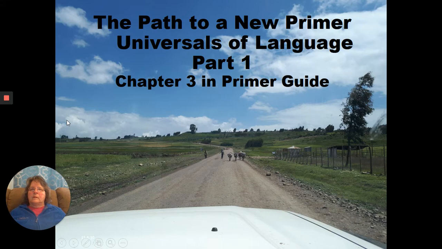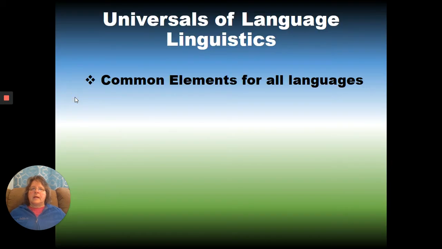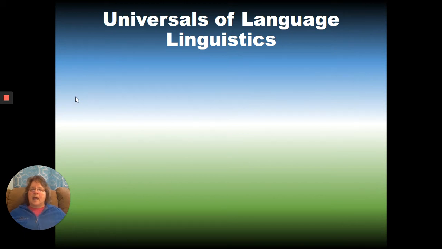We're beginning this section of Module 2, talking about the path to a new primer, and the universals of language and what that means for primer construction. We'll be looking at the common elements for all languages, some basics of linguistics, and how that affects our primer construction.